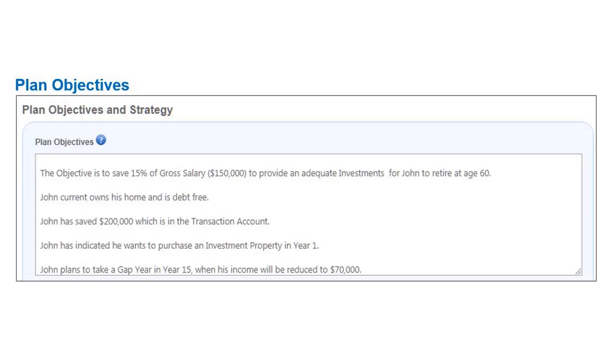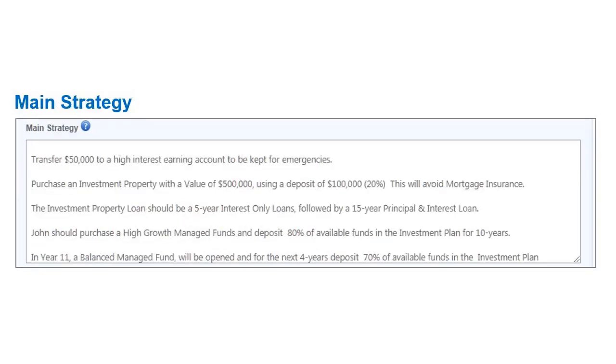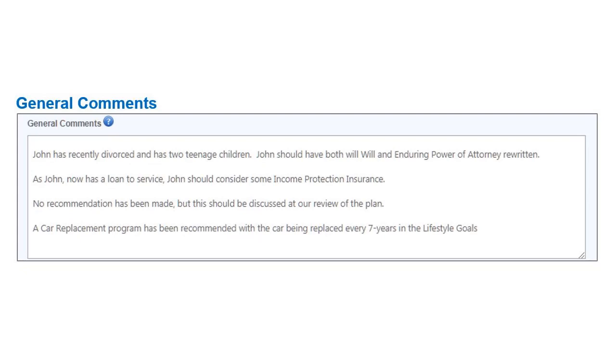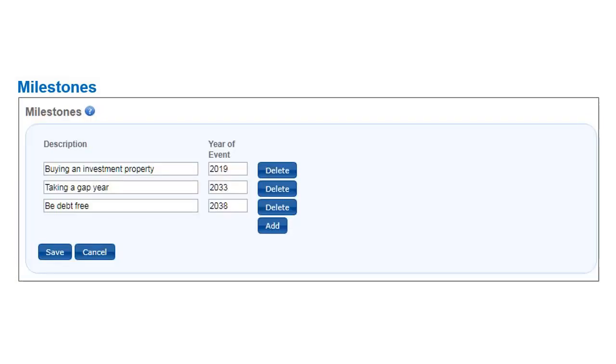This information can be found in the report Financial Objectives and Lifestyle Goals. For this plan, the following information has been included on the chevron objectives. The main strategy has been written and some general comments. In addition, milestones have been added. Note that the person is taking a gap year and wants to be debt-free by the end of the plan.